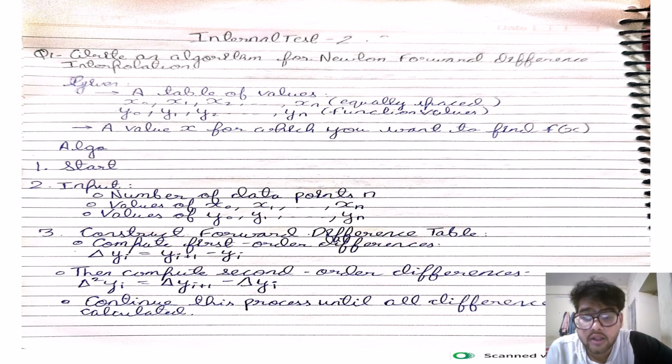For the algorithm, we will take the input of the number of data points, values of x naught, values of y naught, and then we will start constructing the forward difference table. First we will compute the first order difference, then the second order difference, and we will continue this process until all the differences are found.